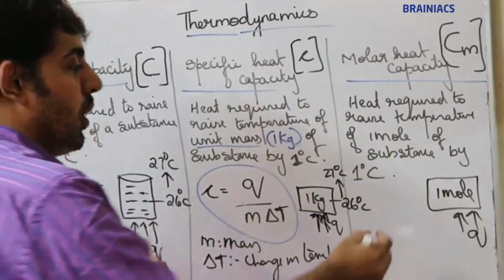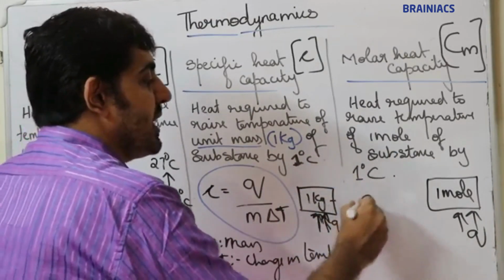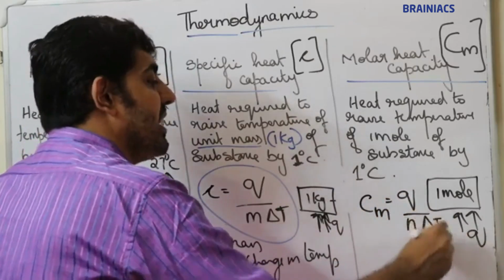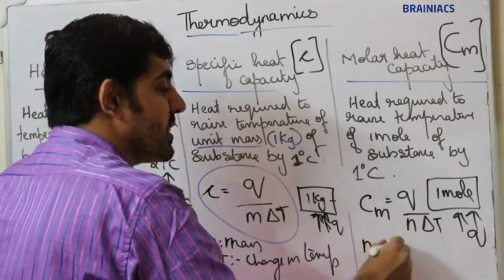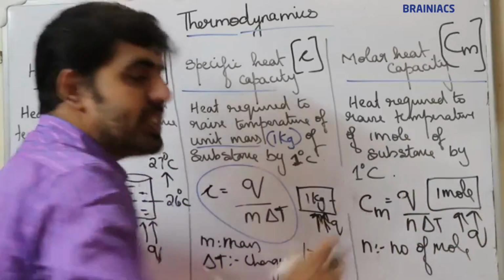Okay, so it is represented by Cm is equal to Q by N into delta T. Cm means molar heat capacity, N is the number of moles, Q is heat absorbed, delta T is change in temperature.